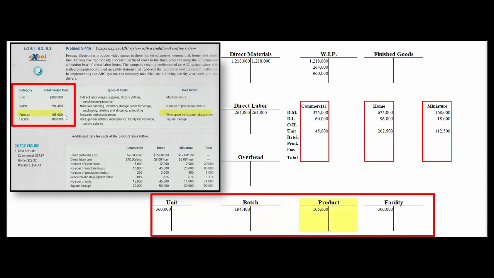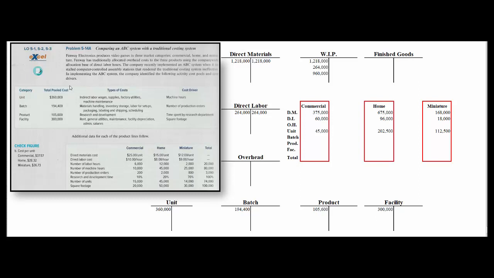We'll have a product level of 105,600. That's research and development. We'll just look at the time spent in R&D, and then we'll use the square footage to allocate the facility level costs, which are rent, general utilities, maintenance, facility depreciation, and admin salaries.